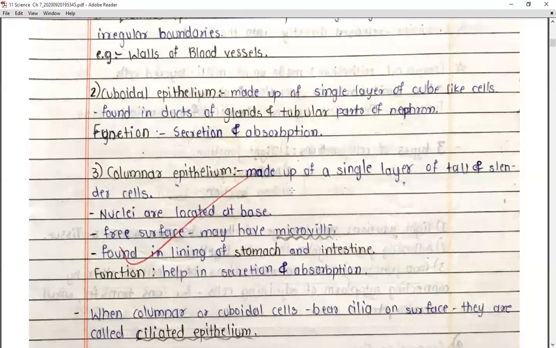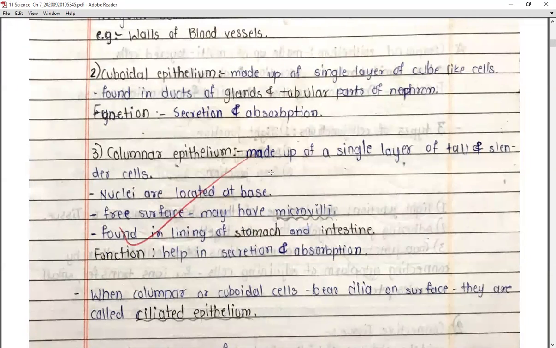The third type is the columnar epithelium. This columnar epithelium is made up of a single layer of tall and slender cells. Again, this type of cell is present in a single layer, and they are comparatively tall, just like a column, right? And they are slender, that means they are comparatively thin. So these cells are tall as well as thin in nature, and the nuclei are located at the base, that is, at the bottom.